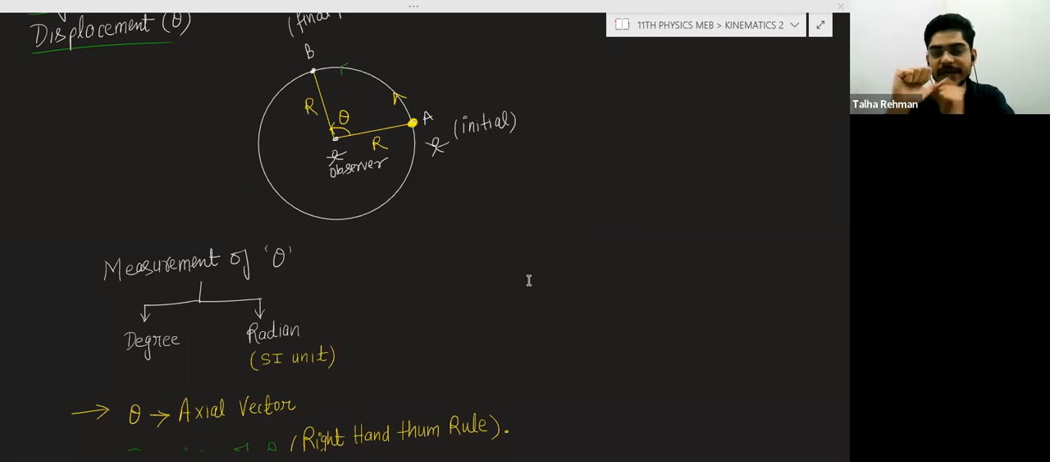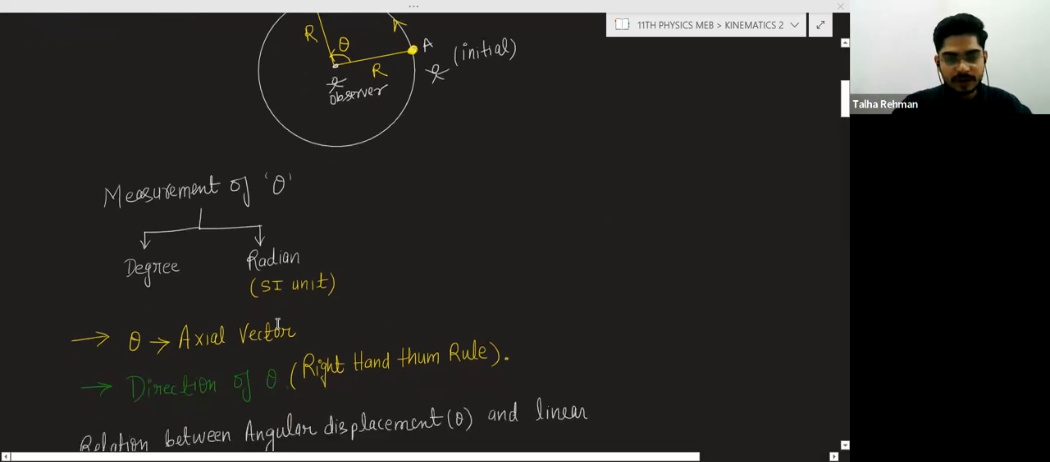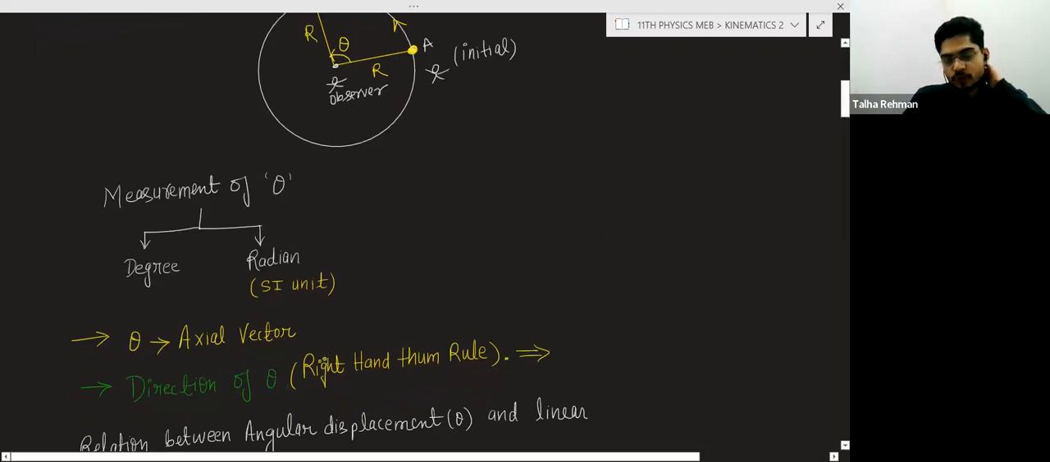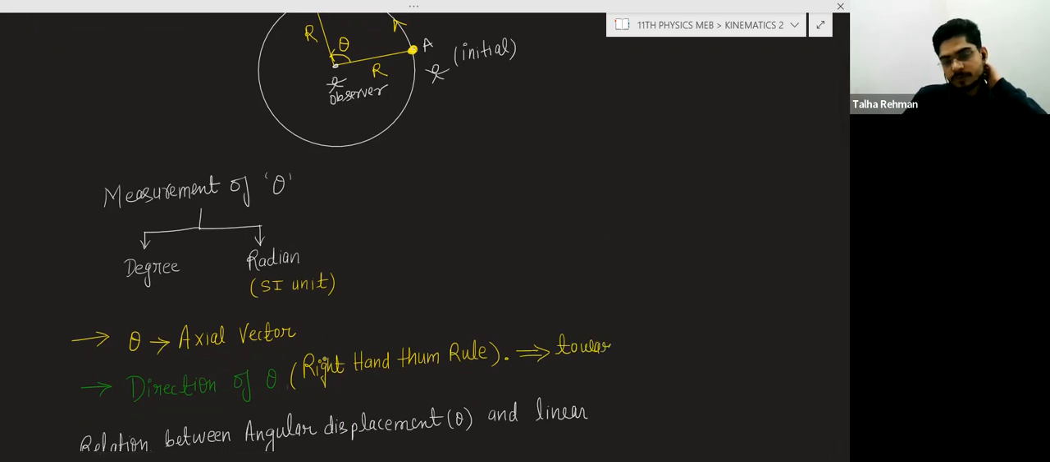So what direction will you get? Curl your fingers along the sense of the motion. This person is going in this direction, so curl your fingers along the sense of the motion. Basically, I am getting the thumb towards me. So here the direction of theta will be towards the reader, or towards the observer.